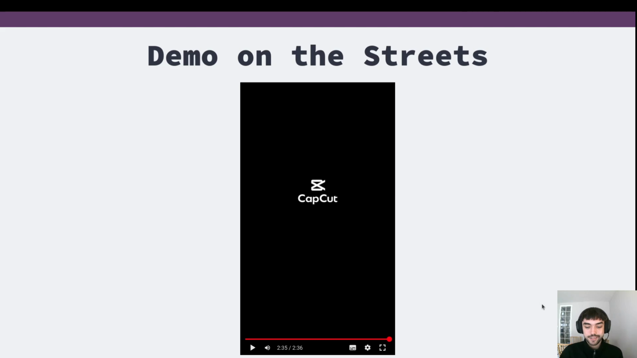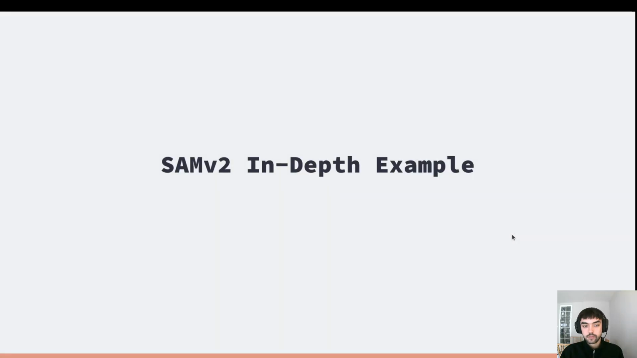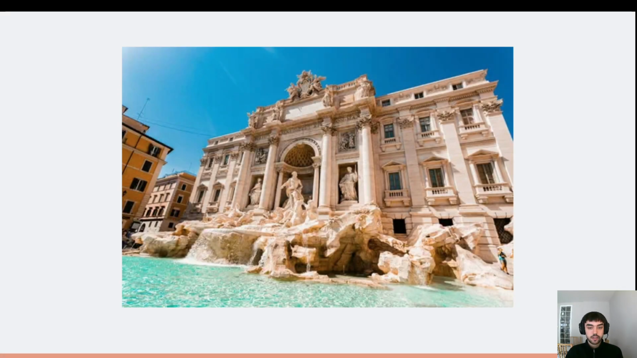So yeah, that was the demo on the streets. Hey guys, today I also wanted to do a more in-depth example on SAM v2 because I don't think that the mobile application does it justice. So in this case, we're going to spoof our location to the Trevi Fountain and interact with the backend of our application directly.